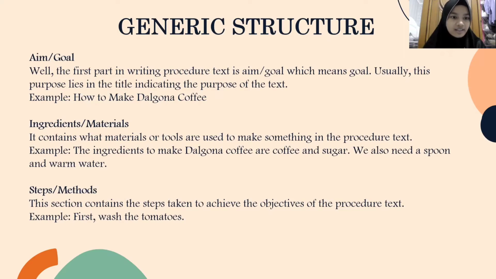Second structure is ingredients or materials. It contains what materials or tools are used to make something in the procedure text. Example, the ingredients to make dalgona coffee are coffee and sugar. And we also need a spoon and warm water. Here we can conclude that coffee, sugar, and warm water are ingredients, and the material is the spoon. The last, steps or methods. This section contains the steps taken to achieve the objective of the procedure text. Example, first, wash the tomatoes.